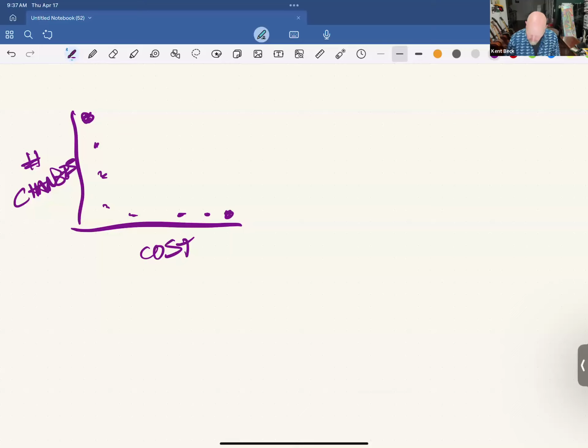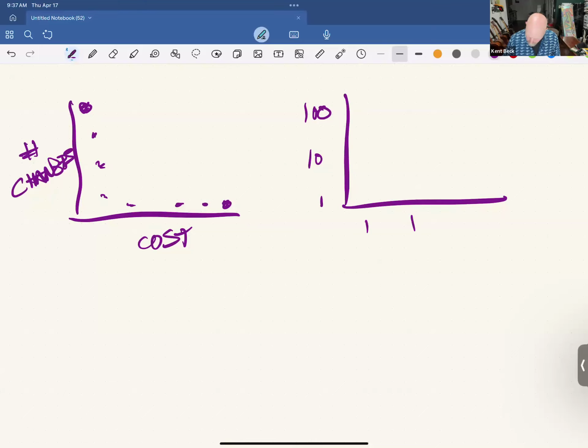If we change the axes, 1, 10, 100, to logarithmic, this is the magic. This makes an absolutely straight line. And this just blew me away. These kinds of distributions happen everywhere in software.